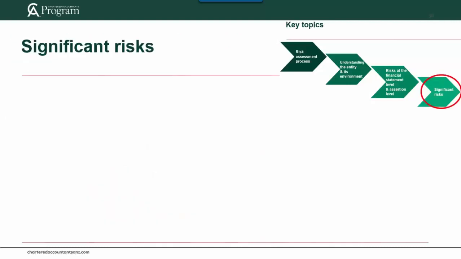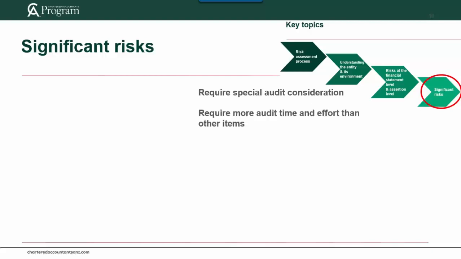The auditor may classify certain risks as significant risks. These risks, which include fraud risks, require special audit consideration by the auditor under ISA 315 revised. Therefore, these items require more audit time and effort than other items in the financial statements.